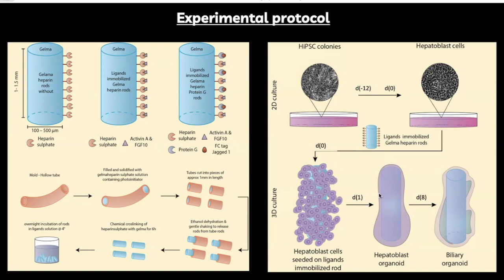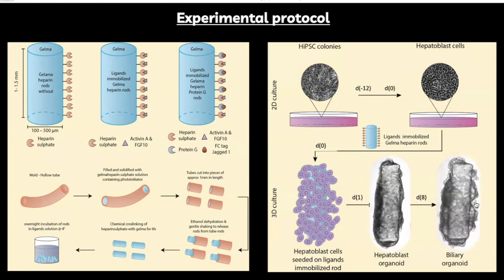And then what happens after 1 day is that the rods are getting covered with a relatively thick layer of these hepatoblasts. And if you wait until day 8, this is what you get, a time lapse. You start having this bulging structure that emerges from the rod and that starts pulsating. So this is what is like a bile duct, as I will show you.